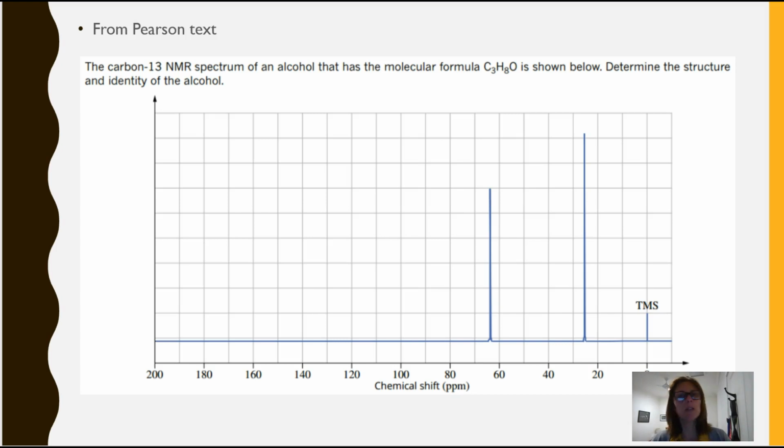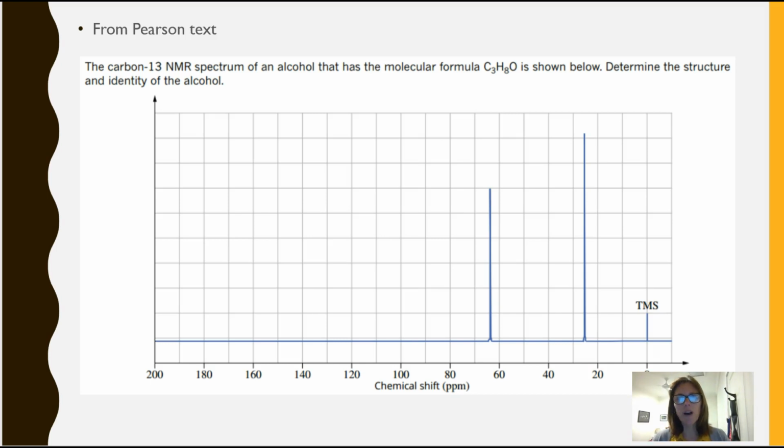Again, we've got the TMS signal, that's our benchmark, and we now have 2 different peaks. So we've got one at about 25, and we've got another peak at around 64-ish. So, looking at our formula, you can see C3. We know it's an alcohol. So C3, we're looking at a propanol. Now, when we're looking at a propanol, remember there are isomers. So the alcohol is not always on the outside there. So you need to use this information carefully. So we do know it's an alcohol.